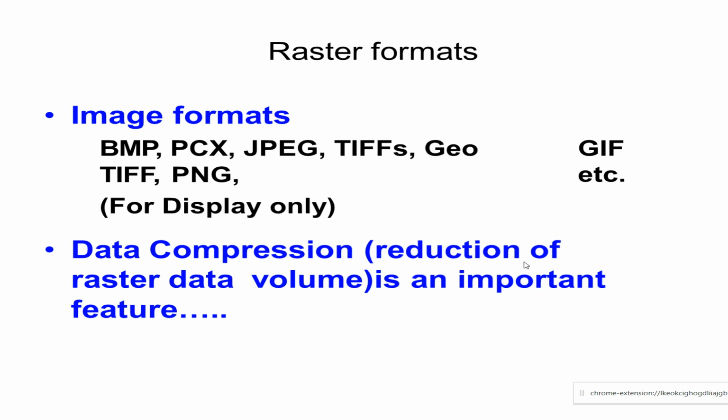Raster data comes in different formats. You need not be confused by this. First, a raster can be a JPG, meaning an image.